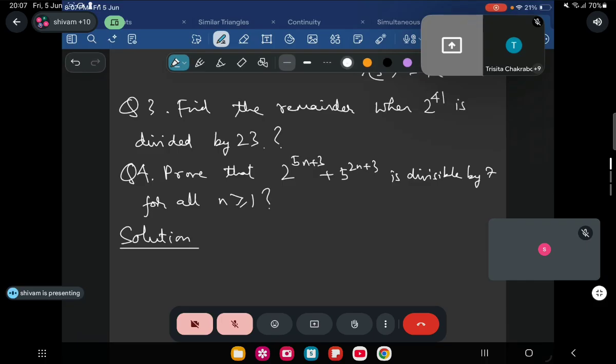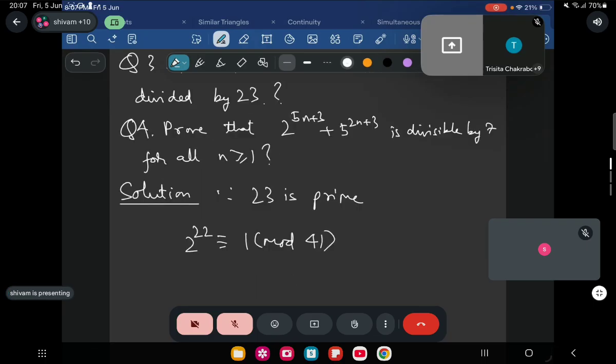Okay, everyone pay attention. See, 2 to the power 41, we have to divide it by 23, okay? So since 23 is prime, can I say that 2 to the power 22 is congruent to 1 mod 23? Tell me. Right or not? Can I say this or not?